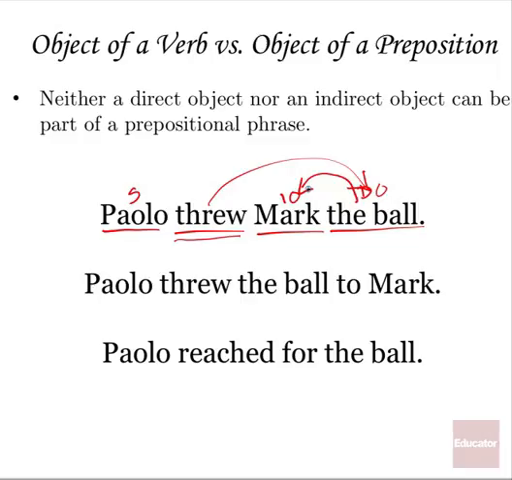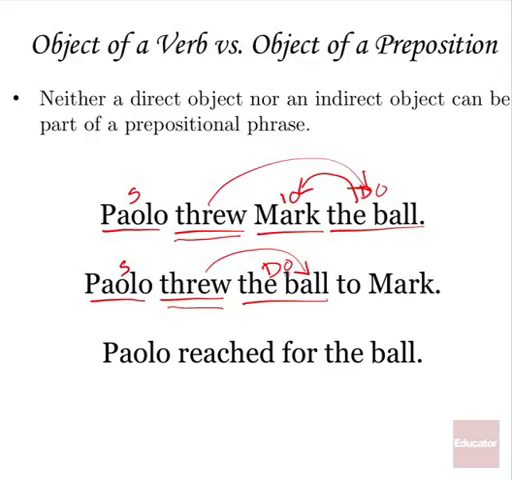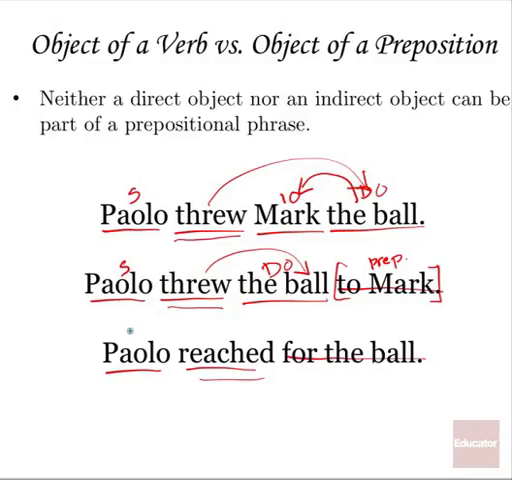But there are a couple of different ways you can say this. Paulo, there's our subject again, threw the ball to Mark. Well, the ball is still the direct object. It's still experiencing the g-forces, but to Mark is a prepositional phrase. And prepositional phrases are modifiers, and they do not count for the purpose of direct and indirect objects. They're kind of their own little world within the sentence. All right. You can also look at Paulo reached for the ball. For the ball is another prepositional phrase, so there is neither a direct object nor an indirect object in this sentence. You have a subject, Paulo, and you have a verb, reached, and you don't have anything else.